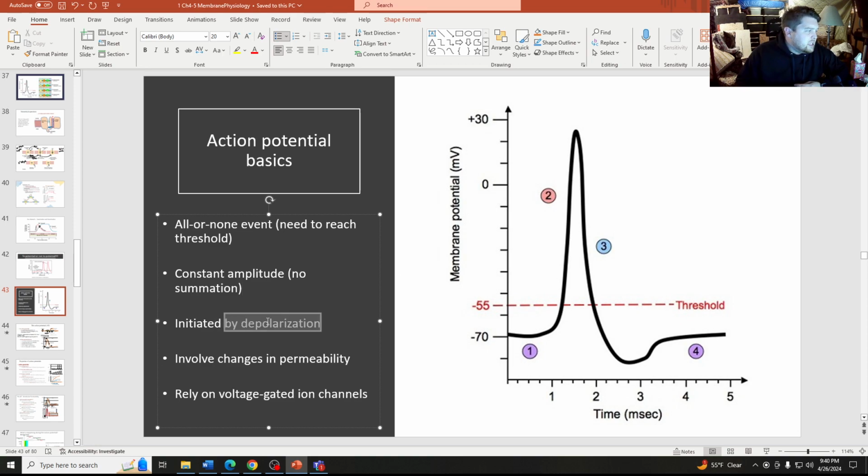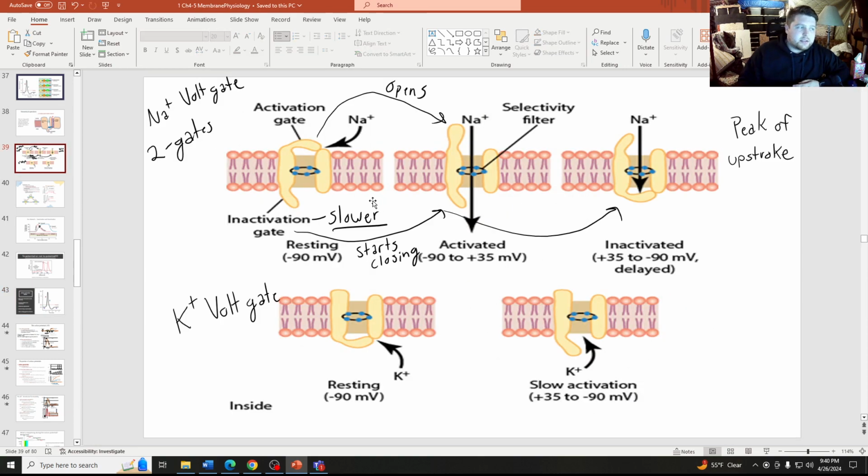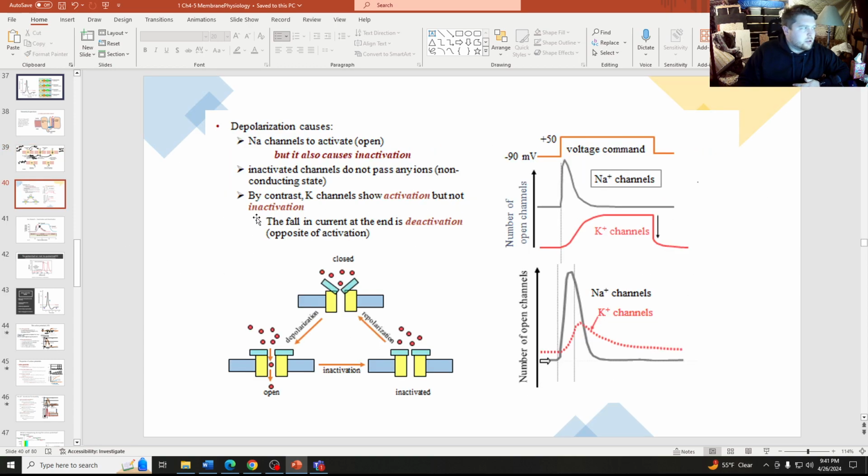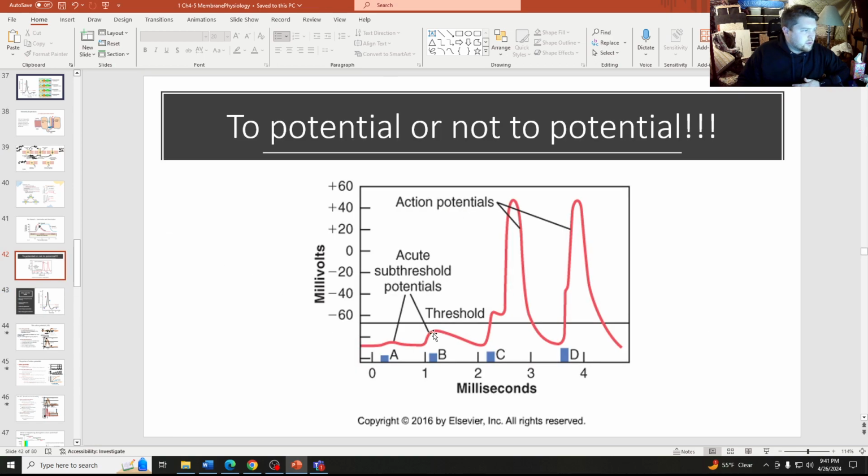It's initiated by depolarization, which we said is going from negative towards positive. And it involves changes in permeability. When we talk about permeability, we're talking about what is allowed to pass through the membrane. We mentioned those sodium and potassium gates. Those are our voltage-gated channels. We're going to come back and look at these in just a little bit when we get to those steps. So here we can see the all or nothing principle. We can have little ones here. As soon as it hits threshold, boom, action potential.